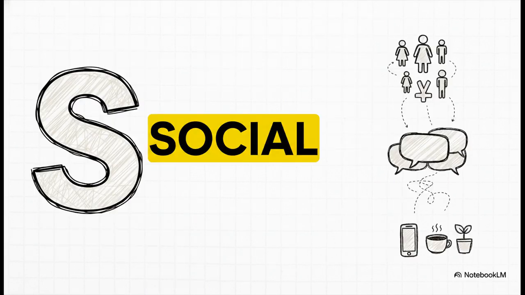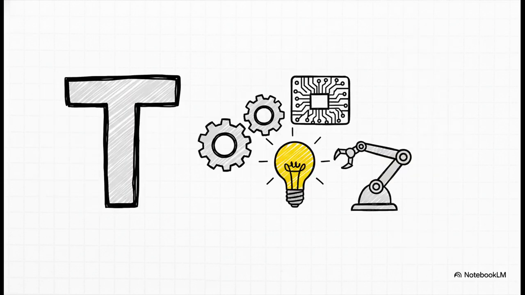Next is S for social. This is about people. What are the big demographic shifts? What are the cultural attitudes? How are lifestyles changing? Think about the huge demand for sustainable products. That's a social shift that completely changes what the market wants. T is for technological. This one's a biggie right now. It's about automation, innovation, how fast new stuff is being discovered. And as we're all seeing with AI, a technological leap can literally redefine an entire industry practically overnight.